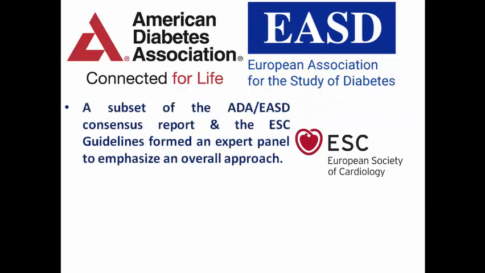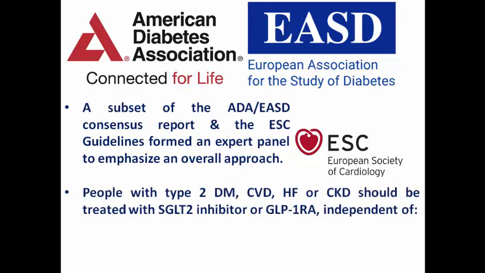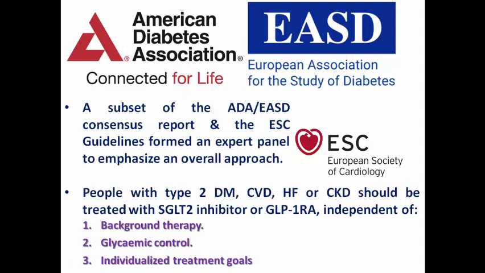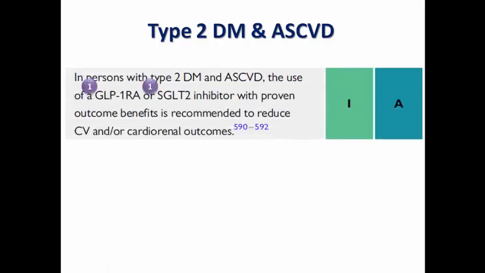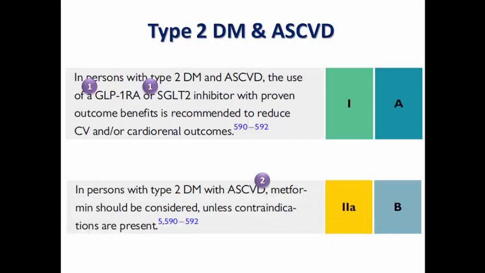There was a subset of the American and the European associations that formed a consensus report with the ESC guidelines, and recommended that patients with type 2 diabetes plus cardiovascular disease or heart failure or CKD should be treated with an SGLT2 inhibitor or GLP-1 agonist independently of background therapy or glycemic control or individualized treatment goals. So the ESC guidelines in 2021 emphasize that if a patient has type 2 diabetes and atherosclerotic cardiovascular disease, class 1 is to use GLP-1 agonists or SGLT2 inhibitors due to the strong evidence of cardiovascular and renal outcomes, and class 2A is to use metformin unless contraindicated. So here GLP-1 and SGLT2 inhibitors are superior to metformin.